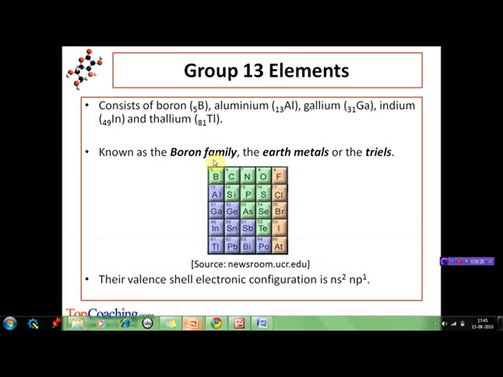In the past, these elements have also been referred to as the earth metals, and it is assumed that they existed before the existence of the earth. Another name of these elements is the triels. The word triel has been derived from the Latin word tri, which means 3, because group 13 was conventionally known as group 3B. These elements have the valence electronic configuration ns2 np1, that is, they have 3 valence electrons.